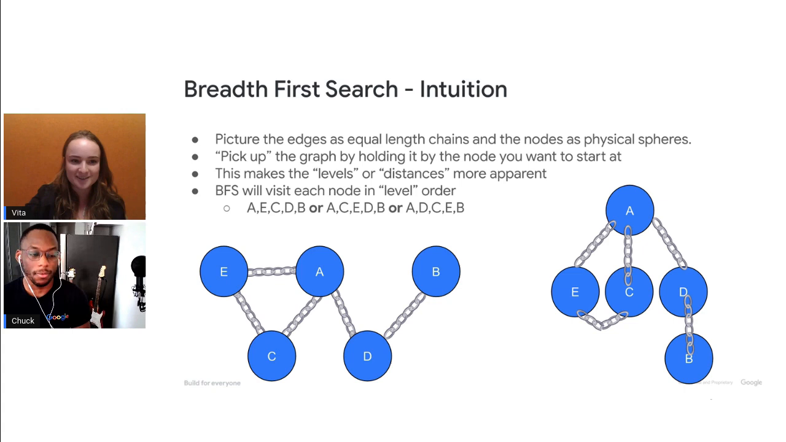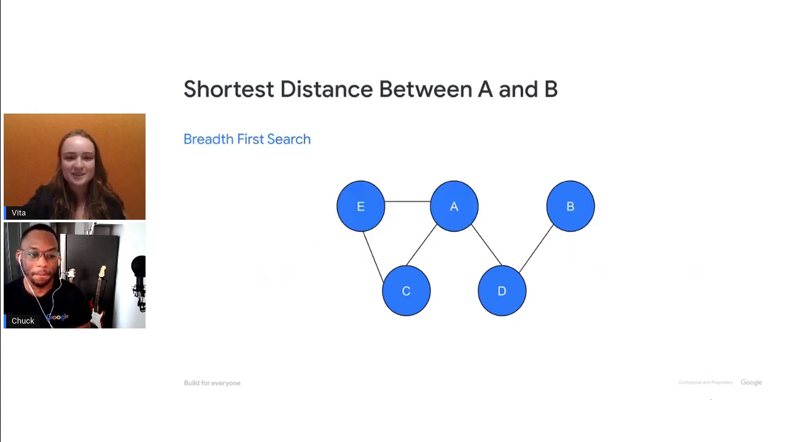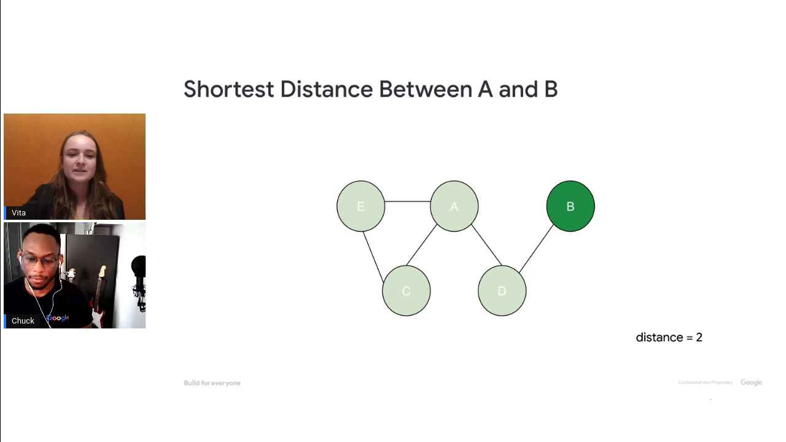So how do we actually apply this to the question? To find the shortest distance between A and B using breadth first search, we're going to start at our starting node A. Right now we're at distance 0. Then we're going to visit all of its direct neighbors. So this will be E, C, and D. And we know these are all neighbors at distance 1. Then we're going to visit all of their neighbors, and we're going to increase our distance. So now we know that we've hit neighbor B, we're at distance 2, and we can be positive that this is the shortest distance between A and B.